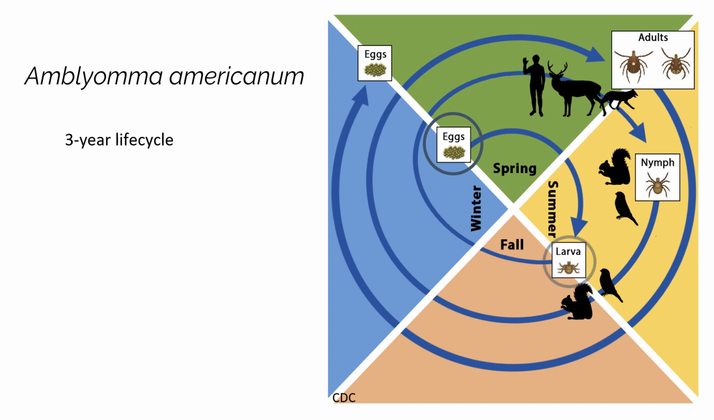Fed larvae remain dormant during the winter and reemerge as nymphs in the summer. Nymphs that have found a blood meal will go dormant again during the winter and reemerge as adults in the early spring.